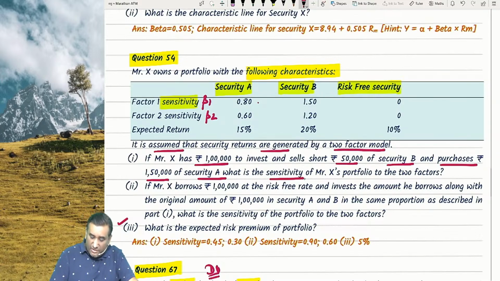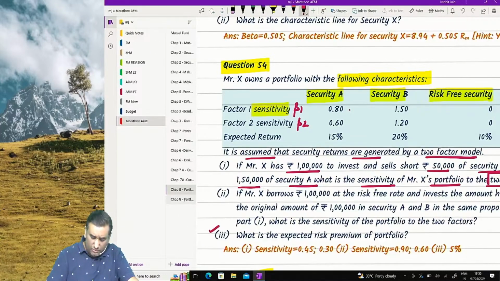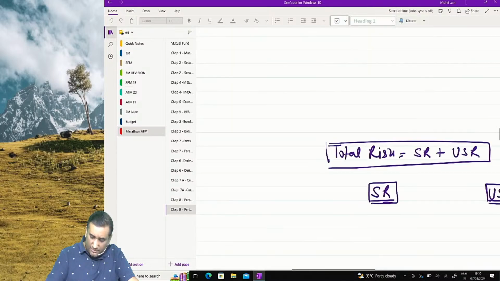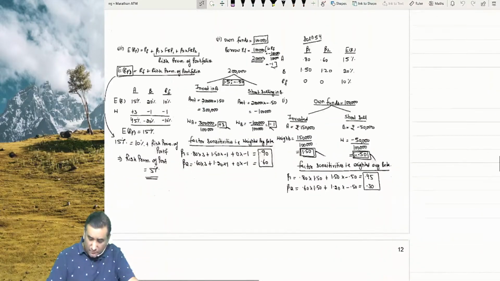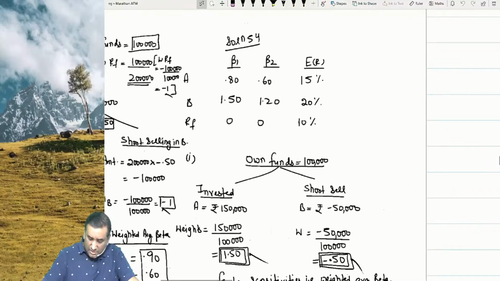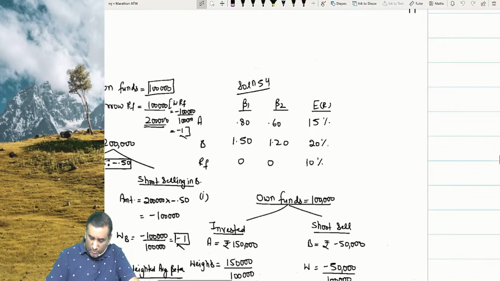What is the sensitivity of Mr. X's portfolio to the two factors? So we have to calculate the weighted average beta. Now you have the question in front of you, keep the question in front of you. Let me show you how the data is presented. When we put this data, look up please, keep the data in front of you. You will have the answer on slide number 11, don't worry.